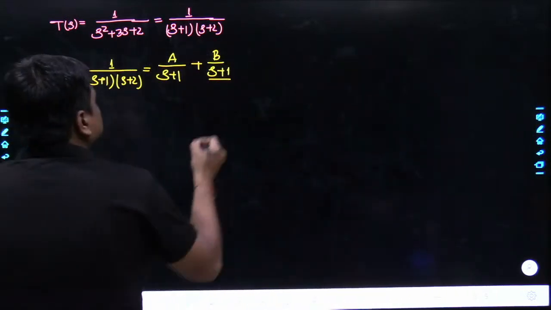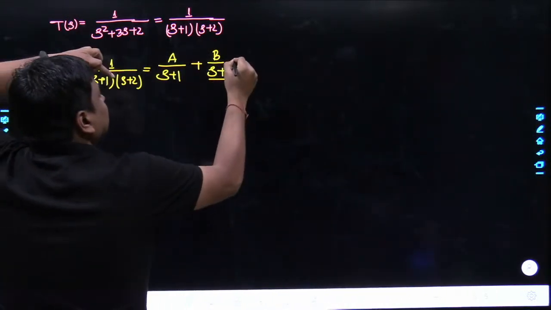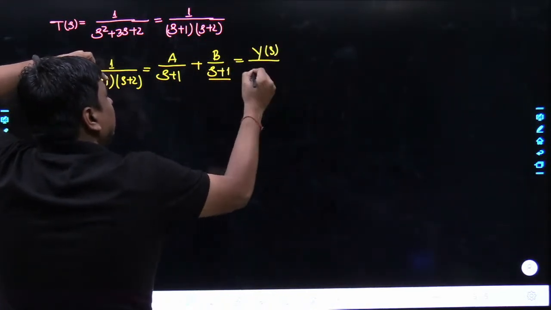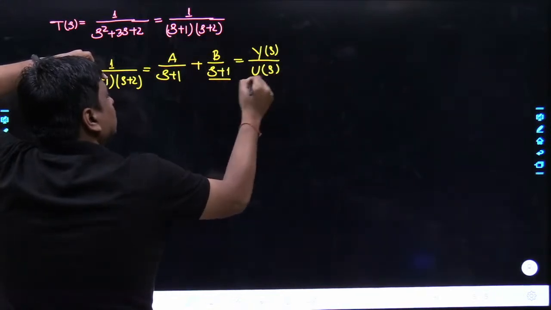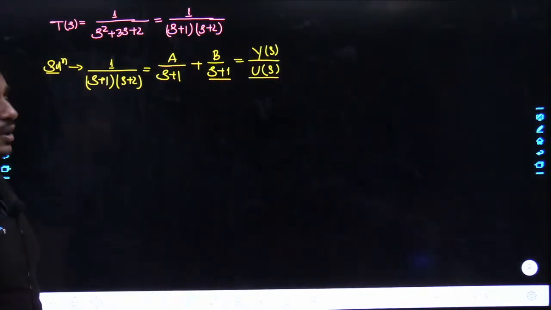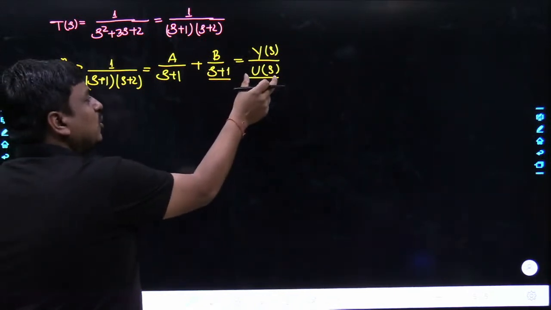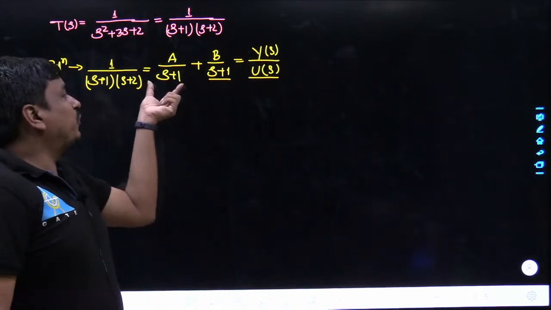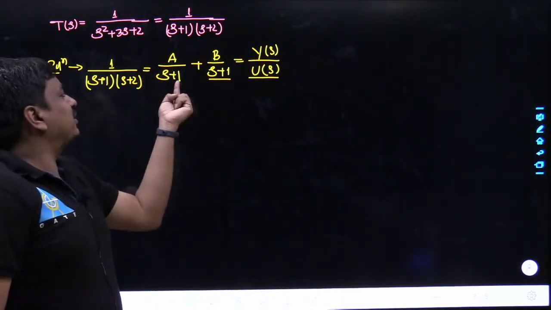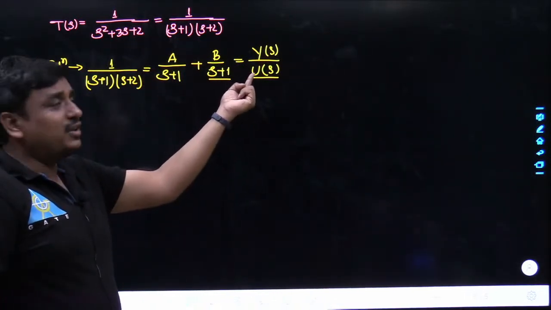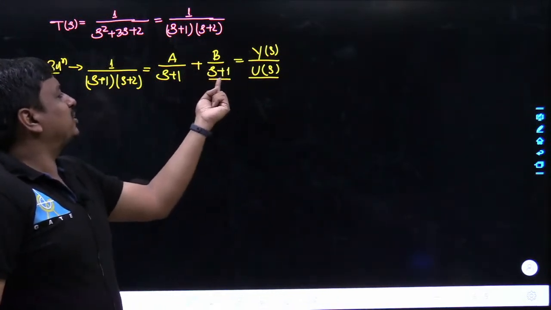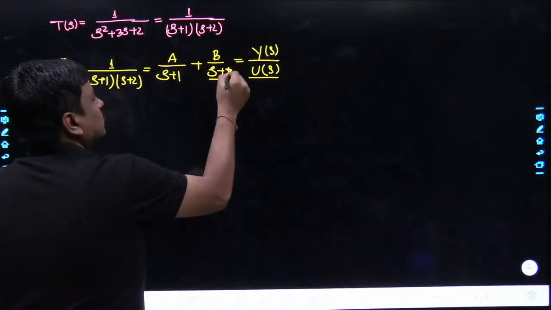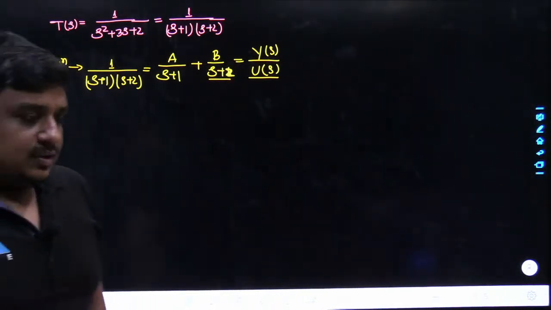So what would be the approach? 1 upon s plus 1 into s plus 2 was the output, y in the Laplace domain, y of s. The input was u in the Laplace domain, u of s. Agreed? Once you shift u of s towards the input side, the y of s is going to be decided by two factors. What are those? A divided by s plus 1, which would be processing u of s, and similarly B divided by s plus 2, which would be processing u of s.